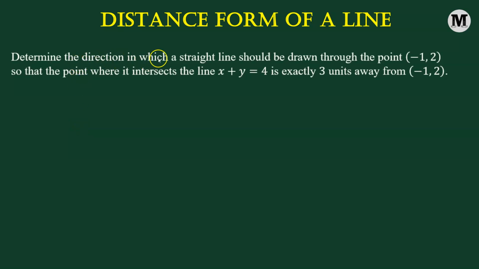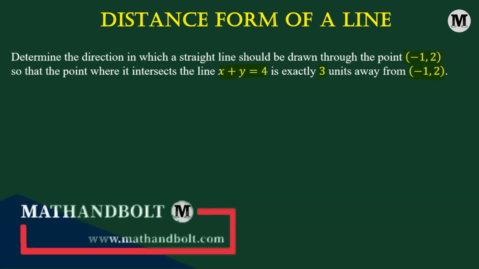Determine the direction in which a straight line should be drawn, passing through the point (-1, 2), so that the point where it intersects the line x + y = 4 is going to be exactly 3 units away from (-1, 2). Okay, let us begin.